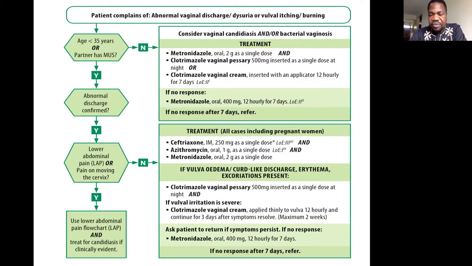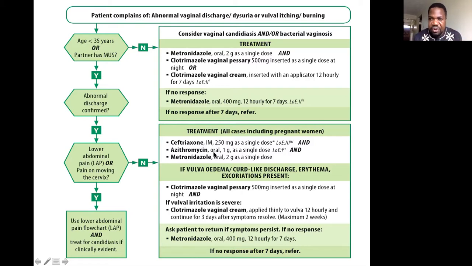If there is still no response, you can refer to a specialist, where more extra tests will be done to find out the cause. But that's when you are suspecting vaginitis. In the case of a patient where we are suspecting cervicitis, the causes, as we said, can be Neisseria gonorrhoeae or chlamydia. Then you give this patient ceftriaxone intramuscularly 250 milligrams, a single injection. Then you can give this patient azithromycin 1 gram as a single dose.